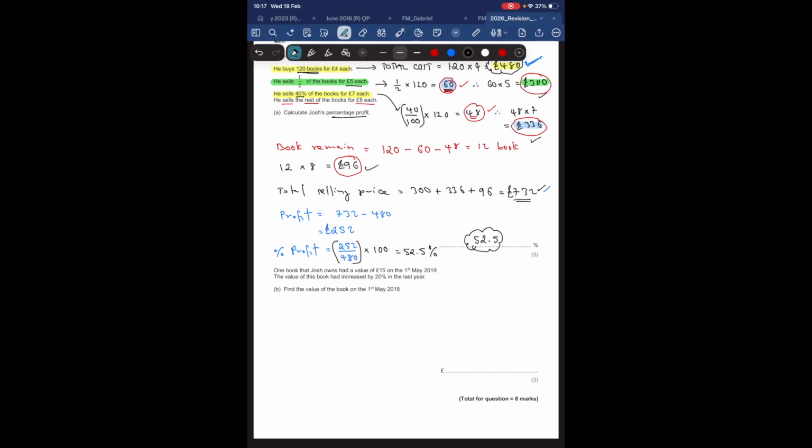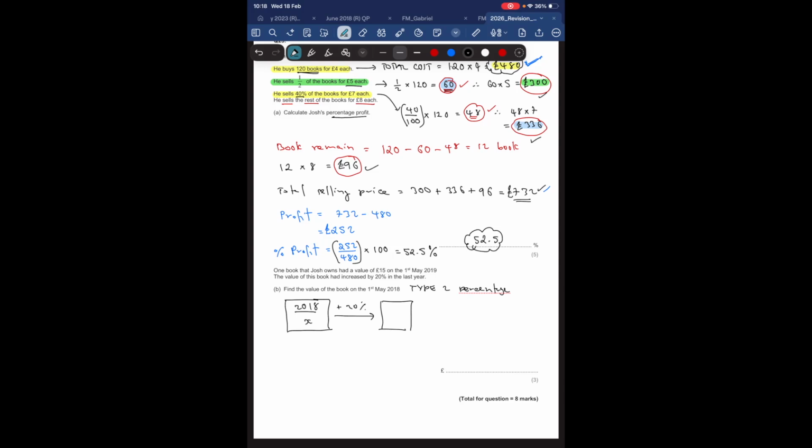In this question, we're told that Josh owns a book valued at £15 on the 1st of May 2019. We're told that the book had increased in value by 20% in the last year, and we're asked to work backwards to work out what the value of the book was in 2018. This is a typical type 2 percentage, so we're trying to work backwards. So the way we're going to do it is we're going to make a little diagram. In 2018, we didn't know what the price of the book is. That's what we're trying to calculate. Now, between 2018 and 2019, the book increased by 20%.